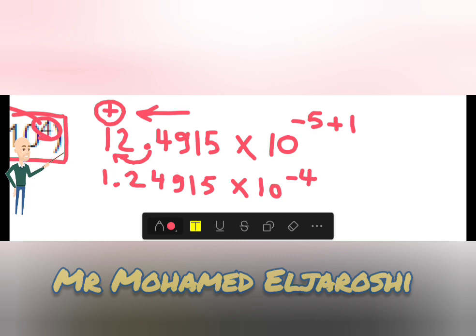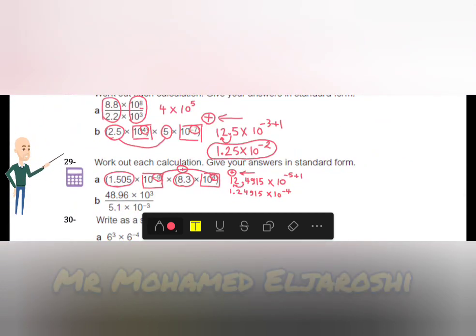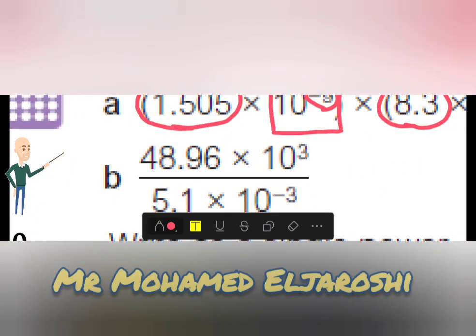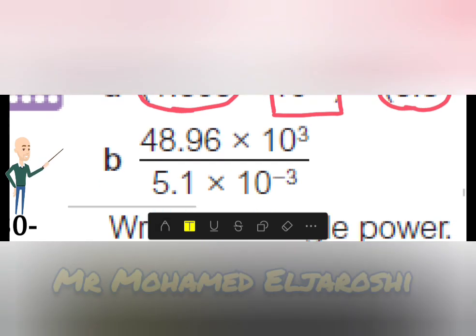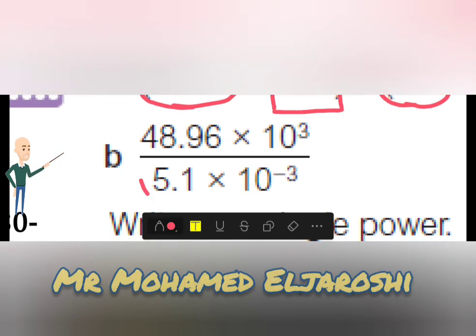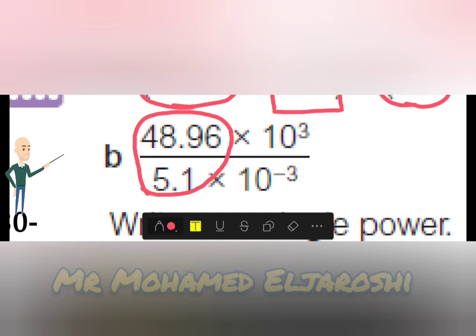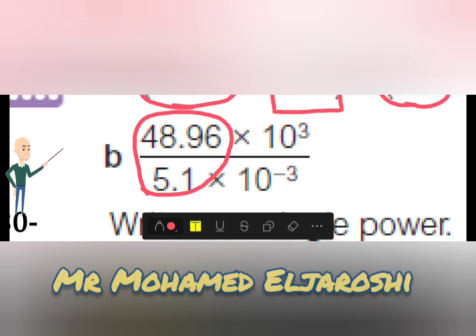Good job. Now, the next one, we're going to do the same. We have 48.96, and then we have 5.1. We're going to divide them and write the answer. So 48.96 divided by 5.1 equals 9.6. So the answer will be 9.6.